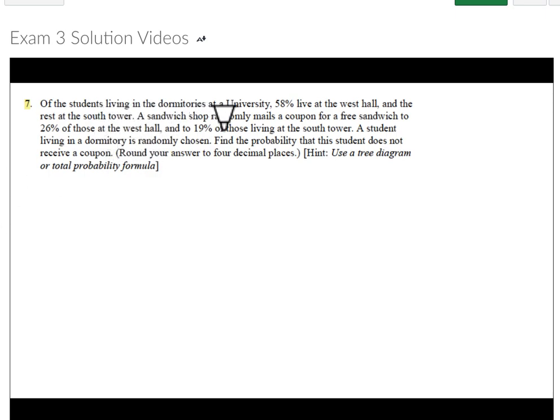We've got students living in dormitories at a university. Of them, 58% live in West Hall, and the rest, so the other 42%, up to 100, live in the South Tower. So we've got South Tower folks and we've got the West Hall folks. A sandwich shop randomly mails a coupon for a free sandwich to 26% of those in the West Hall and 19% of those living at the South Tower. So we've got these percentages.